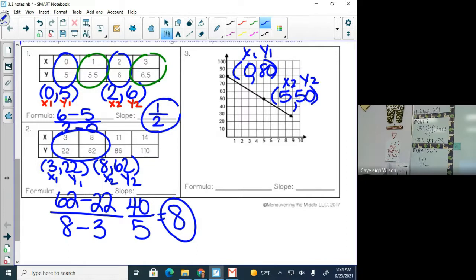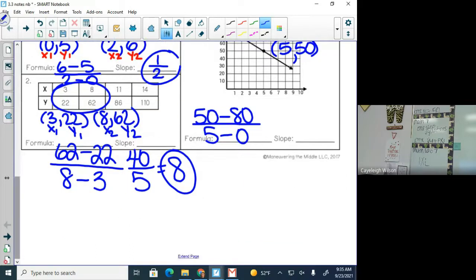So y2 is 50 minus y1, which is 80, over x2, 5, minus x1, 0. Okay, and then I work it out. 50 minus 80 is negative 30. 5 minus 0 is 5. And what's negative 30 divided by 5? Negative 6. Negative 6. And my slope is negative. I can tell that by looking at it.